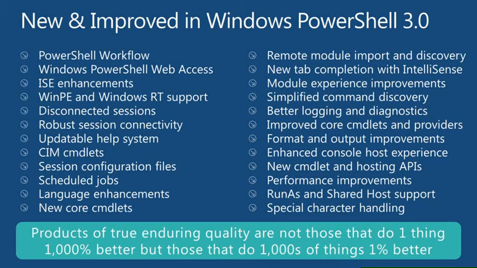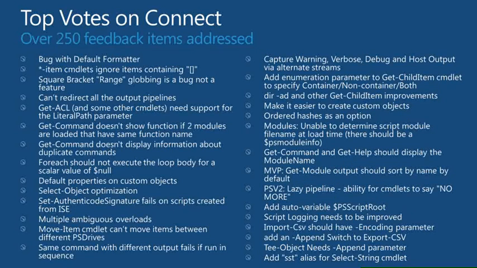Products of true enduring quality are not those that do one thing 1,000% better, but those that do thousands of things 1% better. And that's really what we've tried to do in PowerShell v3, and we'll continue to refine the experience over our releases. If you're familiar with our Connect site, this is how we accept feedback from the community and from partners. We've addressed over 250 feedback items on Connect, both bugs and feature suggestions. This is just a partial list of some of the top-rated ones.